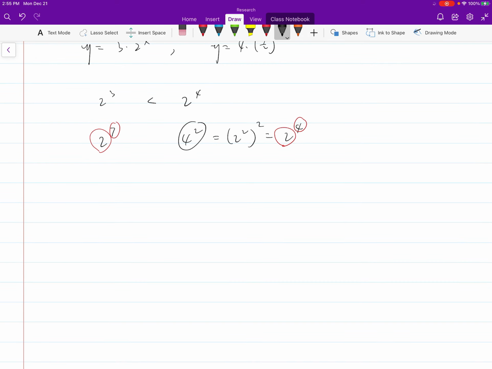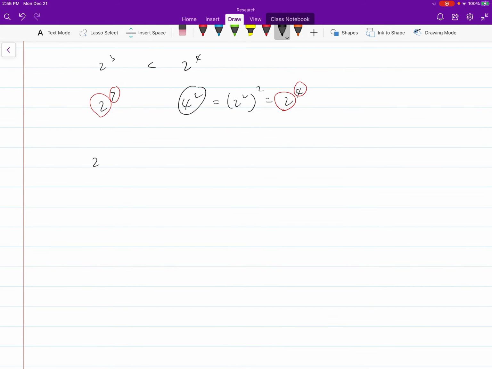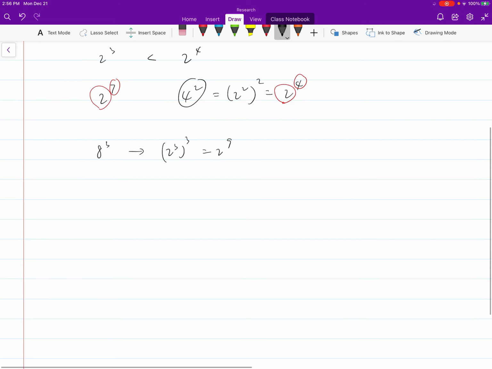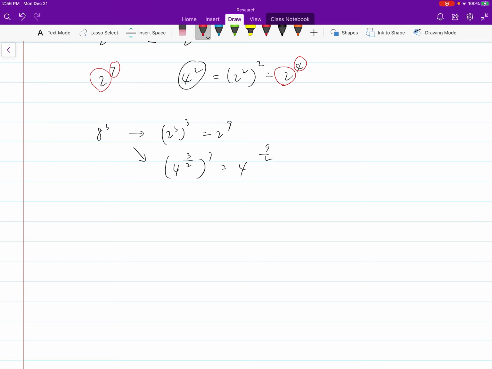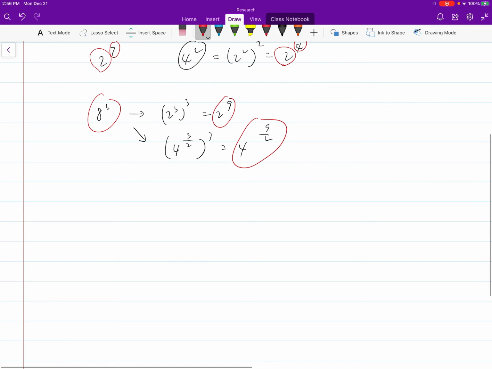Okay, is that possible? Well, if you have something like 8 to the square, you can convert it. You can convert it to be 2 to the cube to the 3, which is 2 to the 9. You can also convert it to be base 4. That is 4 to the, think about it, you take the square root first, and then you cube it, which is 4 to the 9 half. Okay, from here we can see for the same exponents, we can actually change it to be any other base, as long as we change these two numbers to be the corresponding pair.